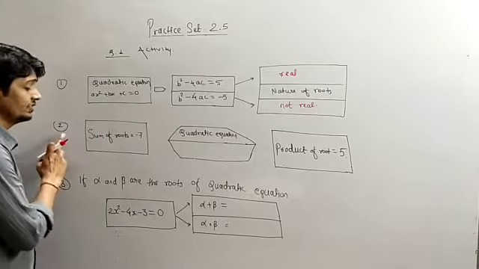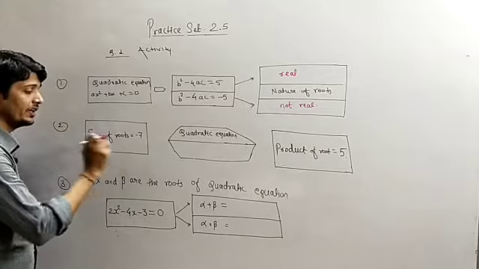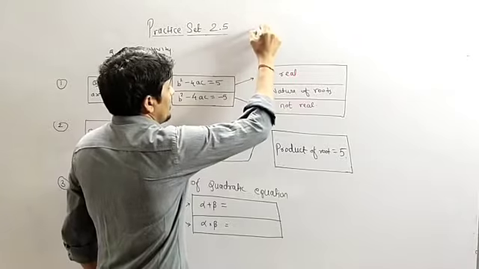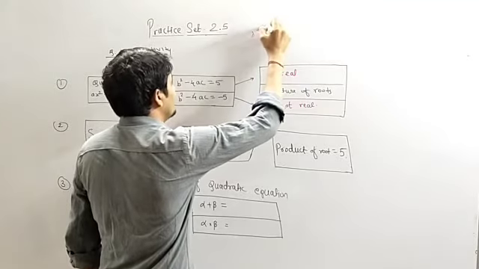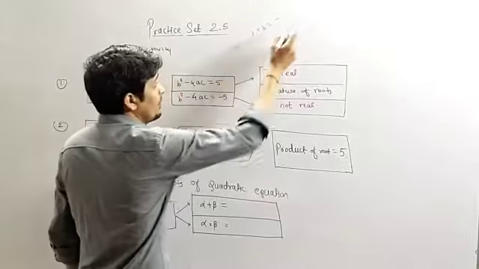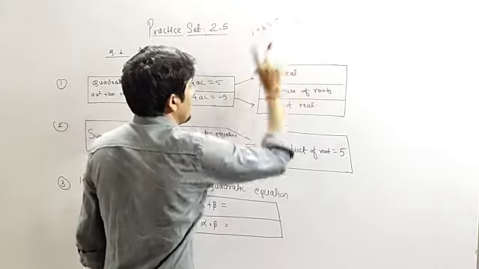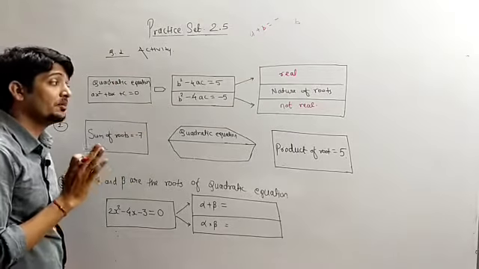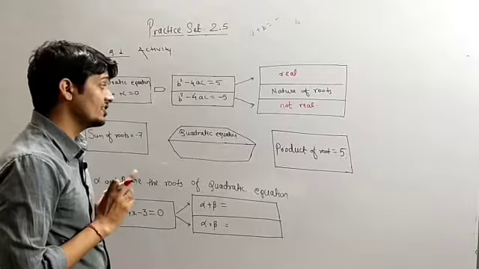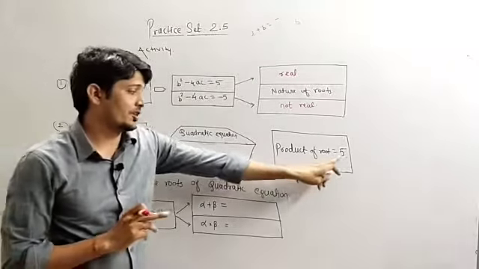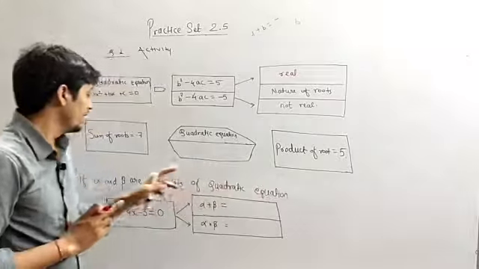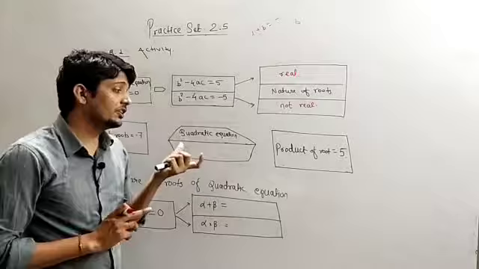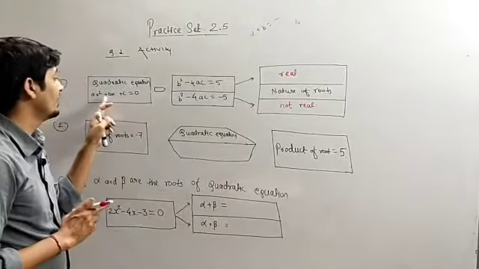Now we will discuss the second problem. The sum of the roots is minus 7. That means alpha plus beta should be minus 7, and the multiplication, the product of the roots, should be 5. The product of the roots will be 5 and the sum of the roots is minus 7. On that basis we have to decide our quadratic equation.